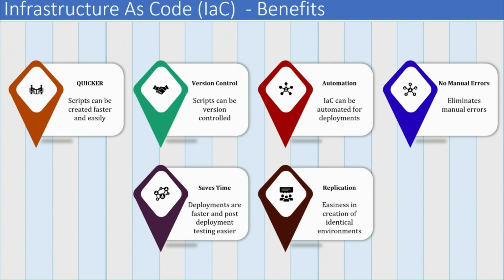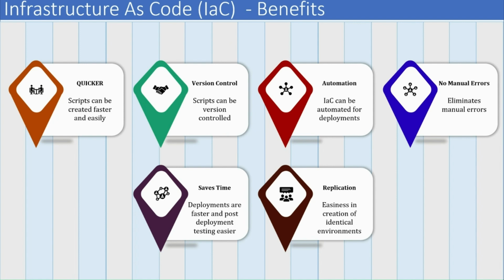Now, let's see what are the benefits related to infrastructure as code. The first advantage with infrastructure as code is it is very quick. Since it's a script based one, making changes is easy and quick. Second one is it is version controlled. Just like other software code, enabling easier collaboration and tracking the changes is possible using infrastructure as code.